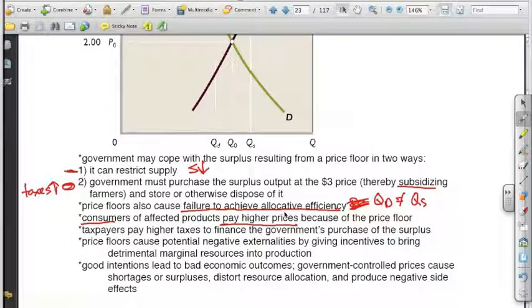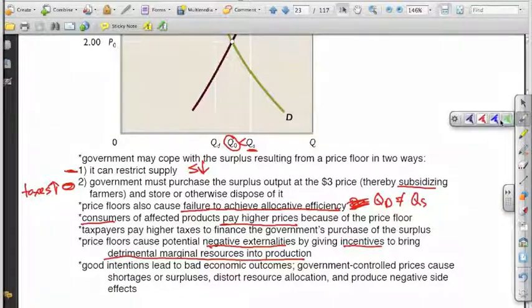Along with the allocative efficiency, price floors cause negative externalities, which we'll learn about. But it's just the idea that it's giving incentives to bring detrimental marginal resources into production. Because society only wants Q0 to be produced, and Q0 is less than QS, the quantity supplied. So people are making more than what the market actually wants. And that's why we have a surplus.